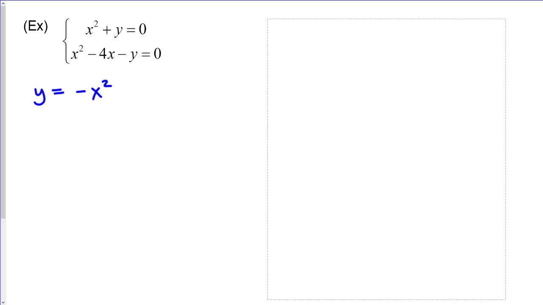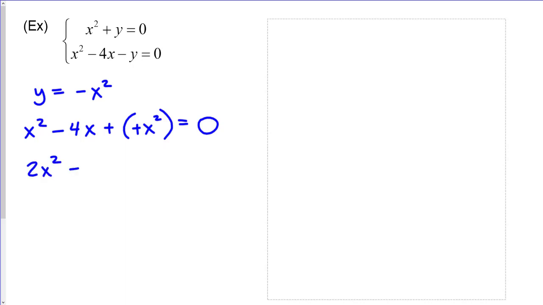When I substitute that into the next equation, I get x squared minus 4x minus negative x squared equals 0. The two negatives in a row can cancel each other out and make a positive. So x squared plus x squared results in 2x squared, then minus 4x equals 0. If I factor out the common factor of 2x from these two terms, that would leave me with 2x times the quantity x minus 2 equals 0.